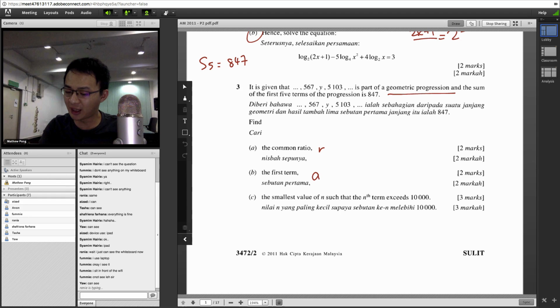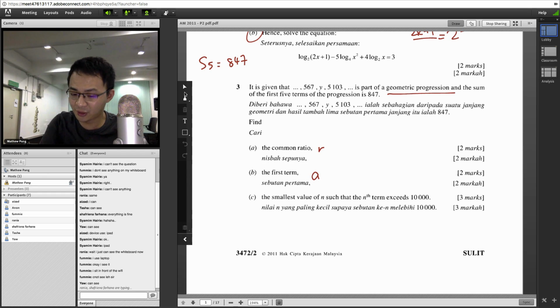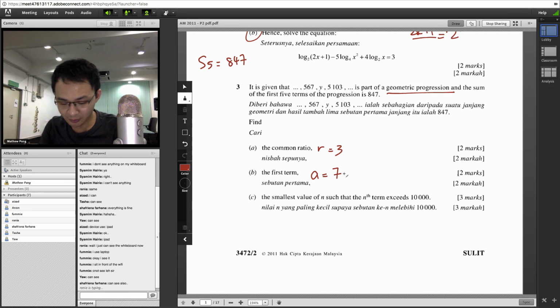So just now we got our r equals 3 and our a equals 7. Then the last part of the question asks us to find the smallest value for the n term that will exceed 10,000.